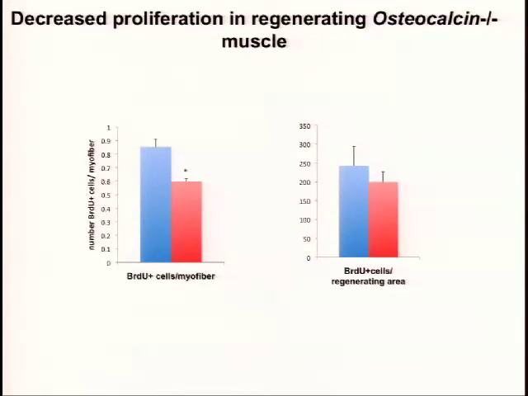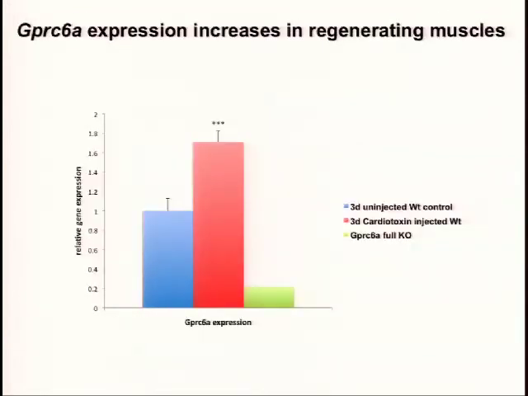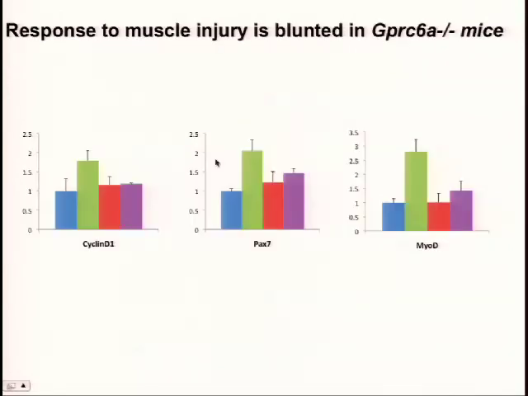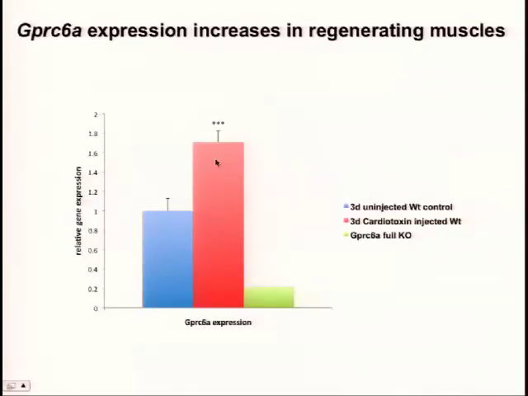The reason why osteocalcin is needed for regeneration is that if we inject cardiotoxin in muscle of wild-type mice, what we see is a twofold increase in OSTAR expression in muscle. So OSTAR expression is regulated more than osteocalcin is, and this is one of the explanations why osteocalcin is needed for muscle regeneration following injury.